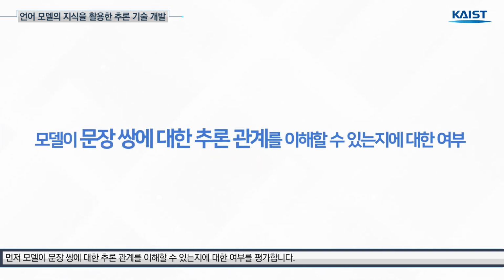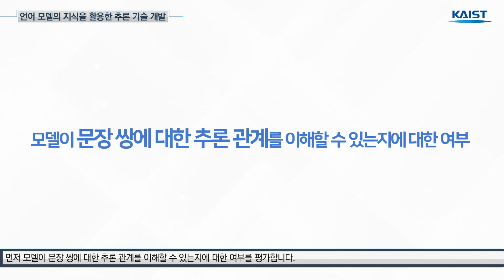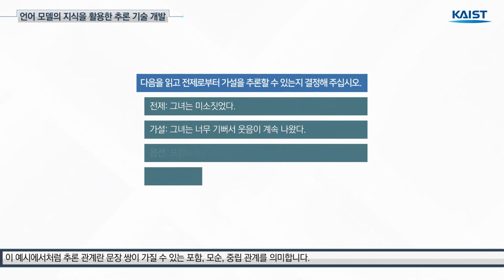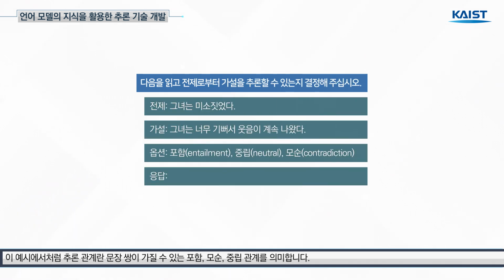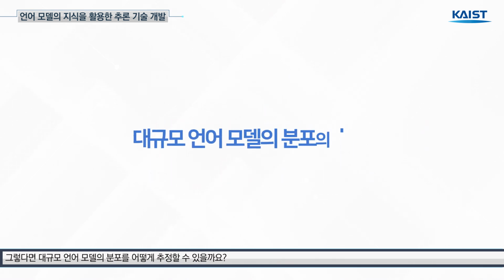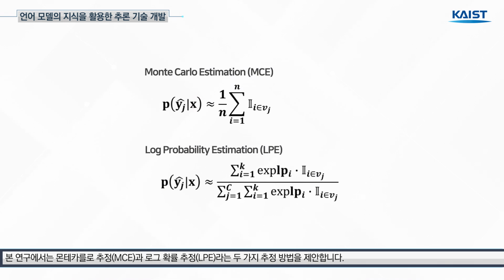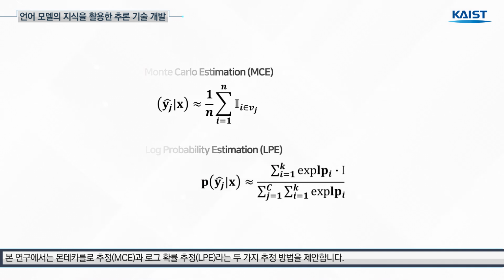First, we evaluate whether a model can understand the inference relations for sentence pairs. By inference relations, we mean, as can be seen from this example, that a sentence pair could either have an entailment, contradiction, or neutral relation. However, some might think that this sentence pair has an entailment relation, while others might think this is neutral. So, how can we estimate the LLM disagreement distribution? In this work, we propose two estimation methods: Monte Carlo estimation, MCE, and log probability estimation, LPE.